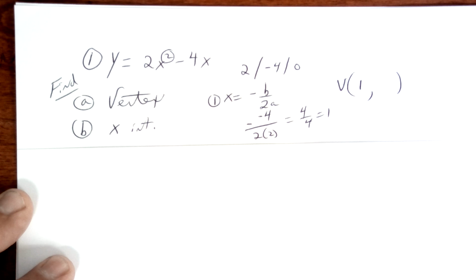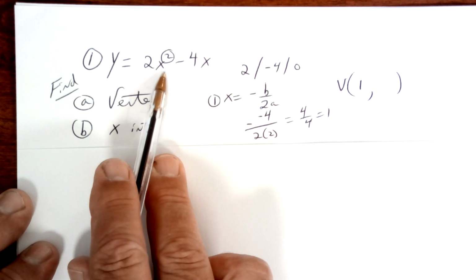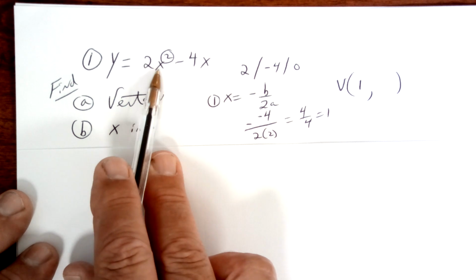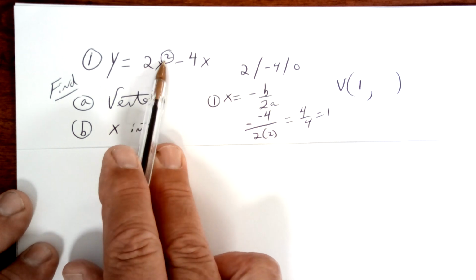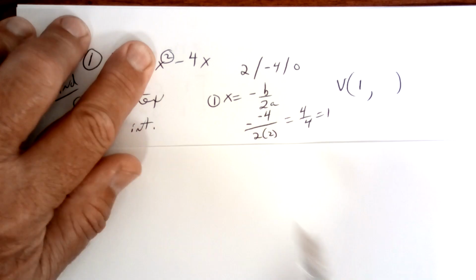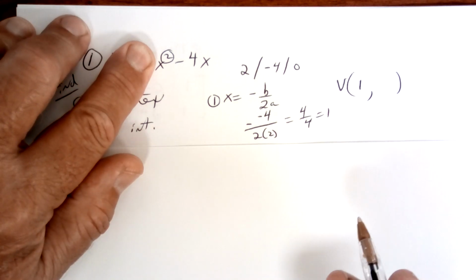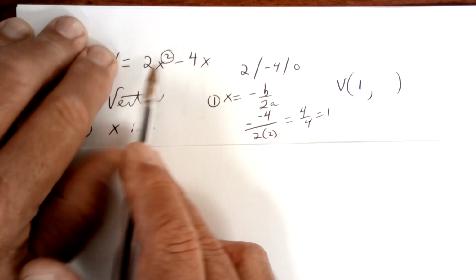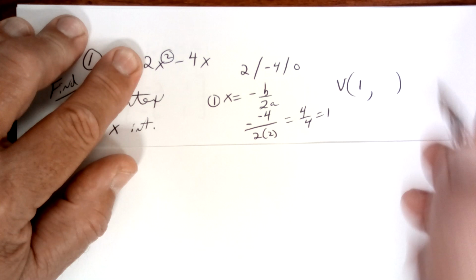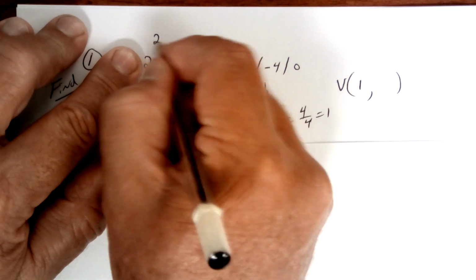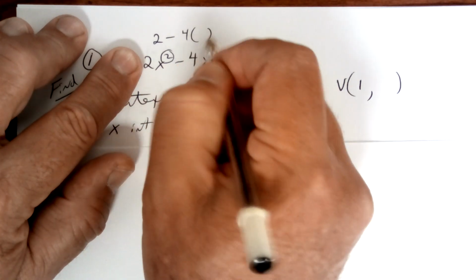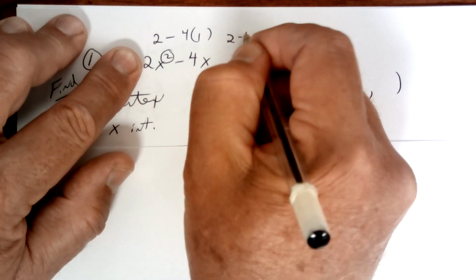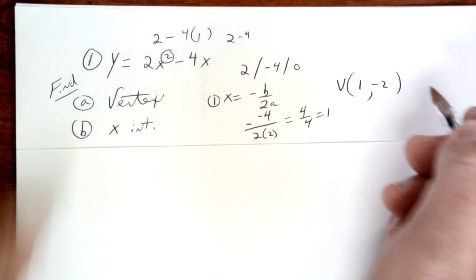Now substitute. Now one thing I want to make clear to you guys is you don't multiply whatever it is times 2 and then square it. That would be wrong. You always square it first. Exponents come first. So it's going to be 1 times 1, which is 1, and then 1 times 2 is 2. So that's going to be 2, and then minus 4 times 1, which is a negative 4. So 2 minus 4 is going to be a negative 2. And that's your vertex.